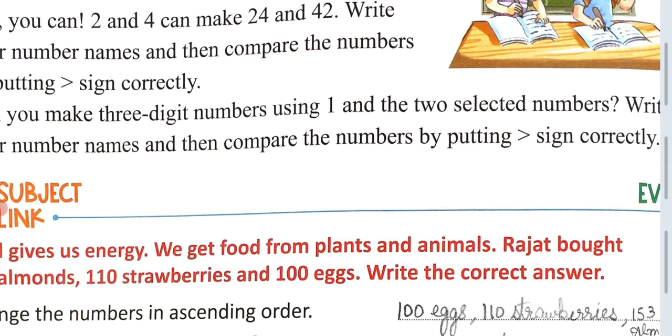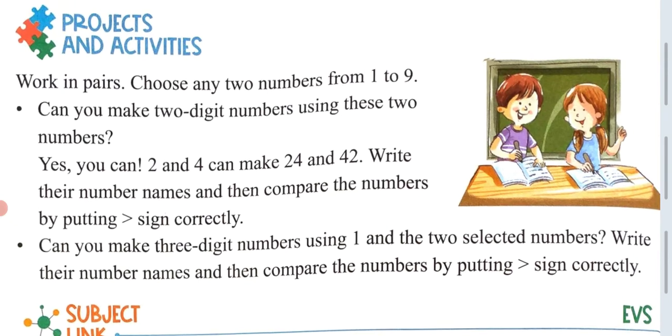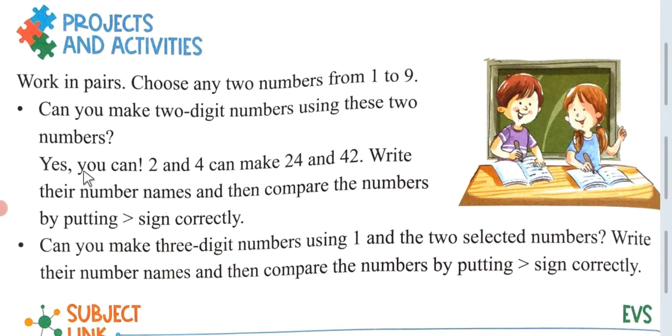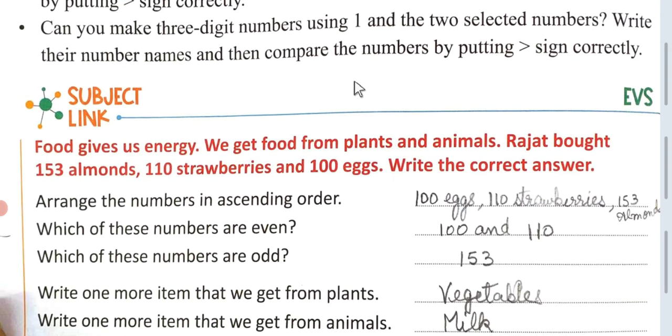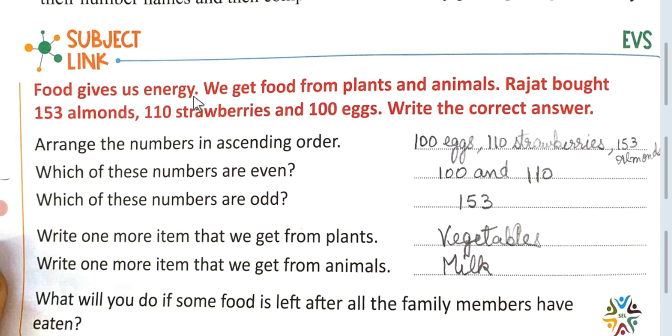So let's come to projects and activities. So projects and activities work in pair. Choose these numbers, and let's come to this, this is a part of EVS. Food gives us energy. We get food from plants and animals. Rajat brought 153 almonds, 110 strawberries and 100 eggs.